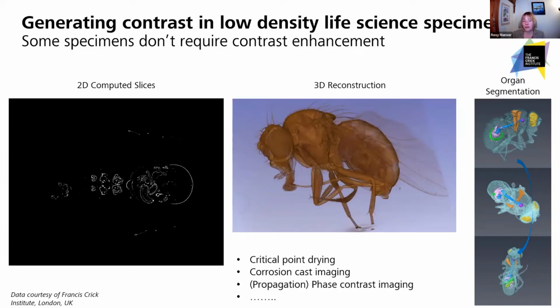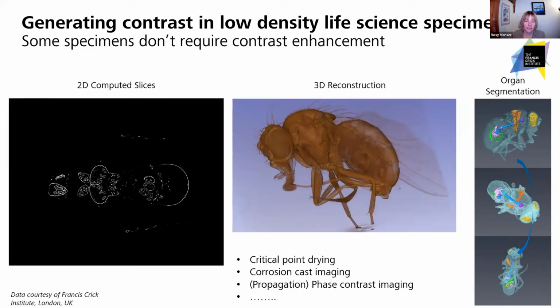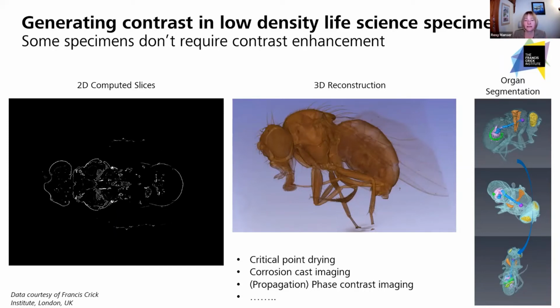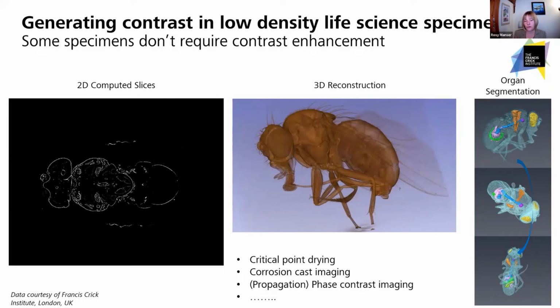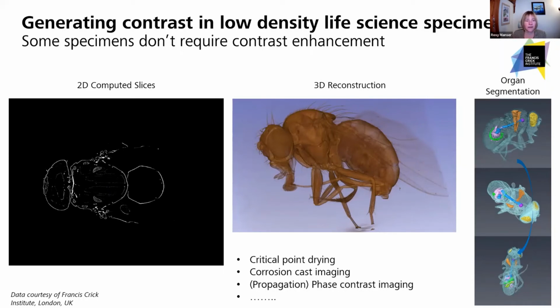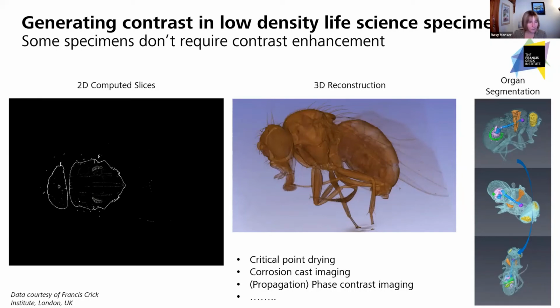And equally, corrosion cast imaging, where you can flood your structure with a liquid, which then solidifies. You can then remove the tissue from that and image your specimen from the corrosion cast. There are lots and lots of different possible options, and it's a question of looking at what other people have done and deciding what the best route would be for your specimen.